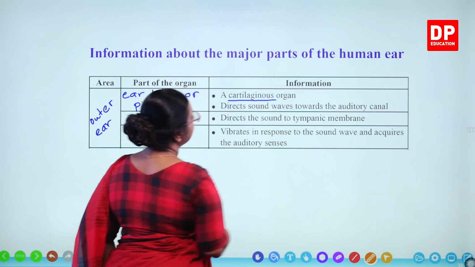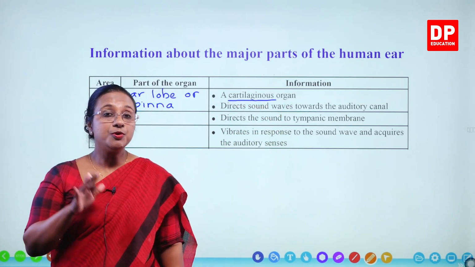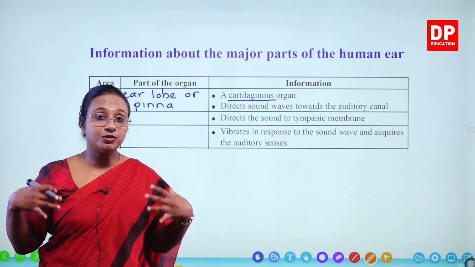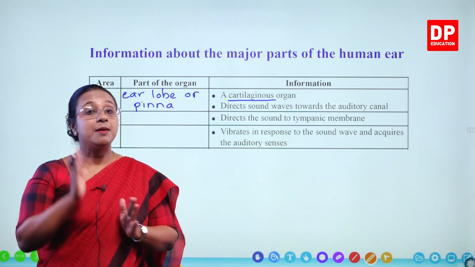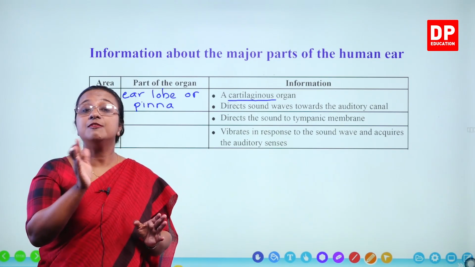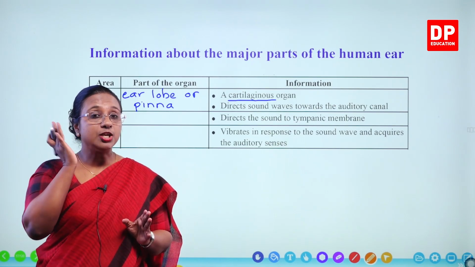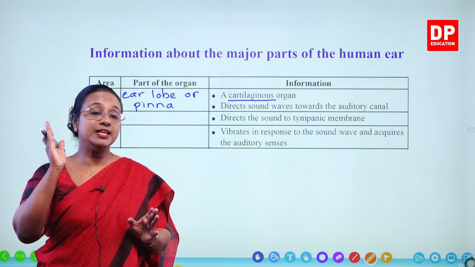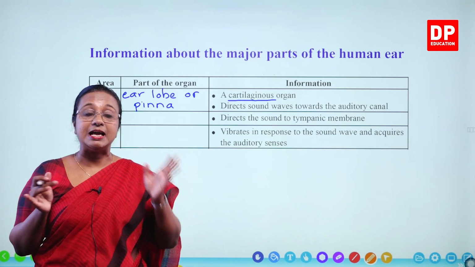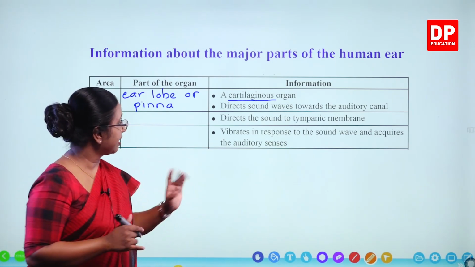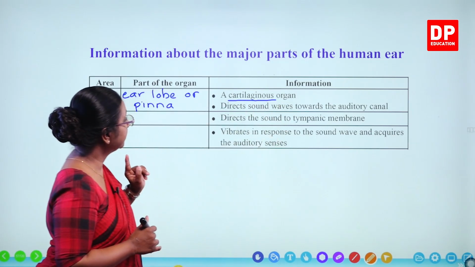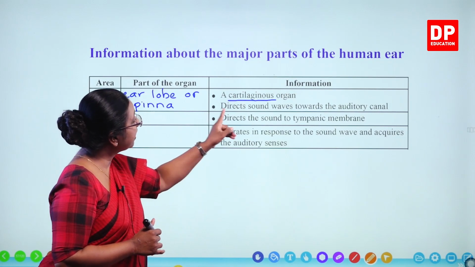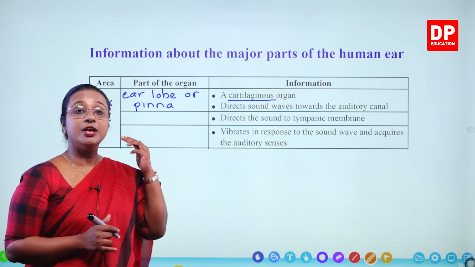A cartilaginous organ. Now bones and cartilages, they belong to the skeletal system. But the cartilages are flexible. So that is why you are able to fold your ears. Not that you have to do it every time, but that is a flexible structure. So it's a cartilaginous organ. And it directs sound waves towards the auditory canal.